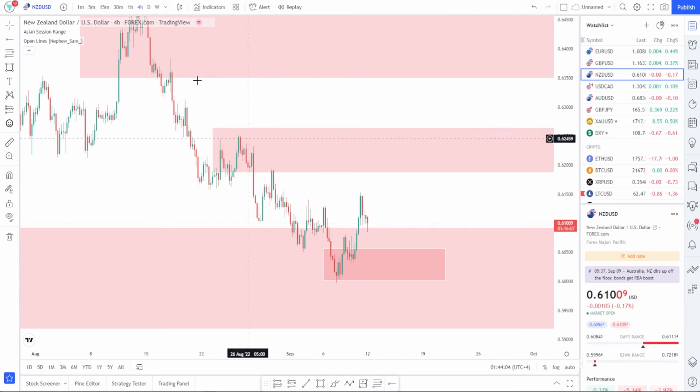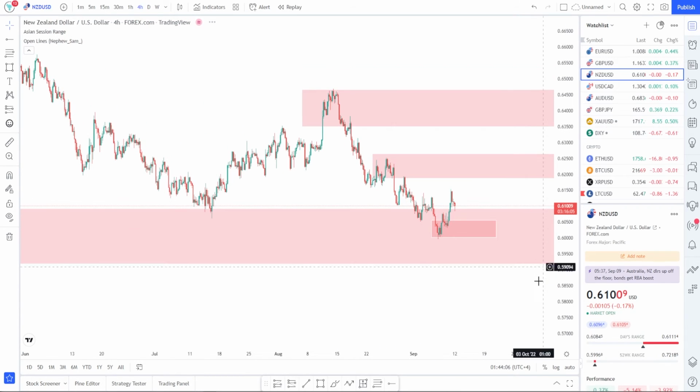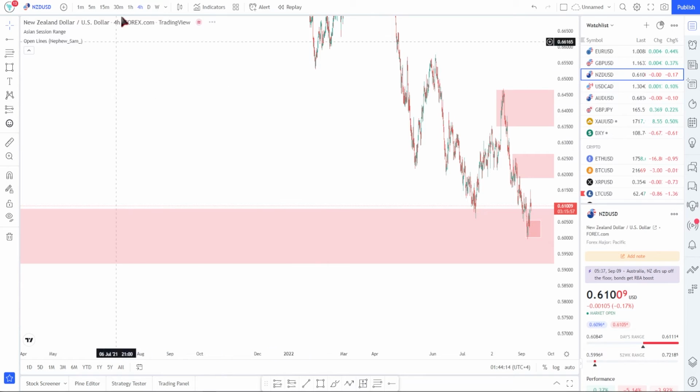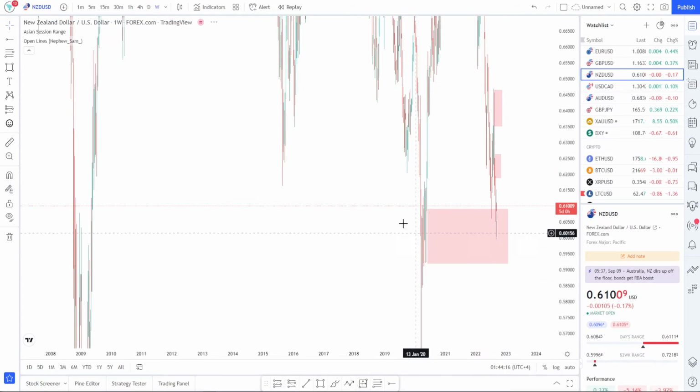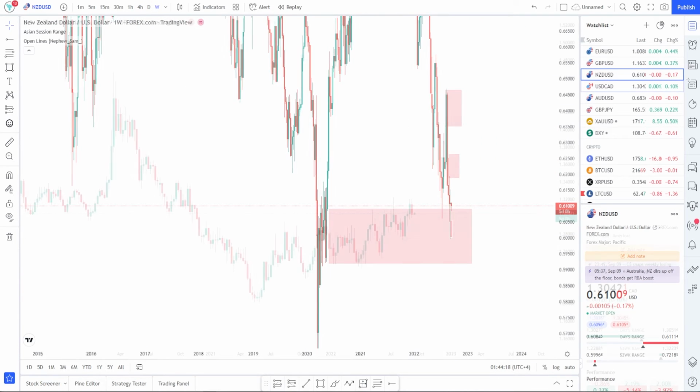All right. So on the 4 hour, these are my POIs. Daily, we are bearish. Weekly, we are bearish externally. But then again, keeping in mind, we're at a strong area of demand right here. There's a strong area of demand right here.